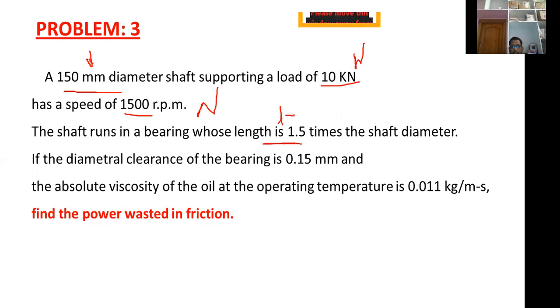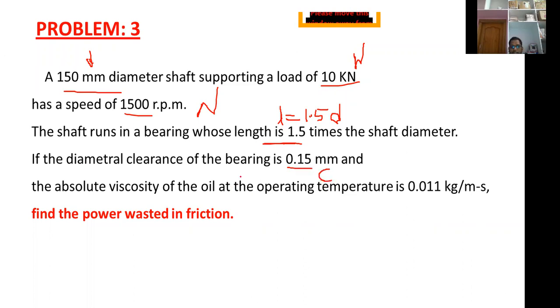L is given as L equal to 1.5 times the shaft diameter. That means the length of the bearing equals 1.5 times the diameter, that is 1.5 into D. This is the value of the length of the bearing. Now, the diametral clearance of the bearing is 0.15 mm, that is capital C.